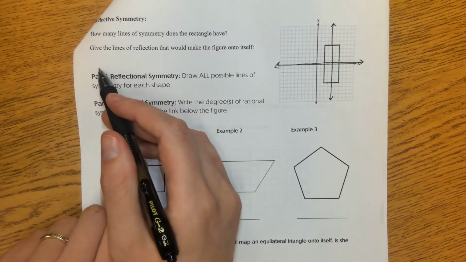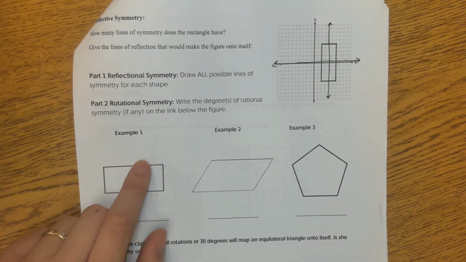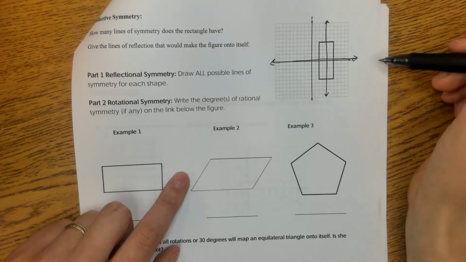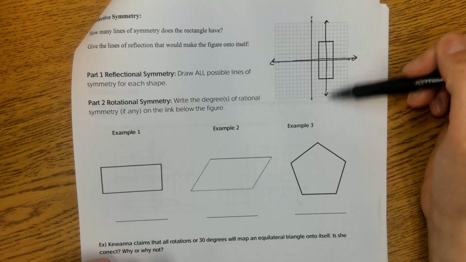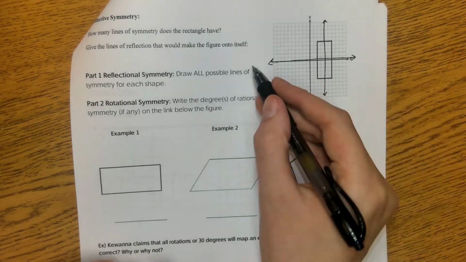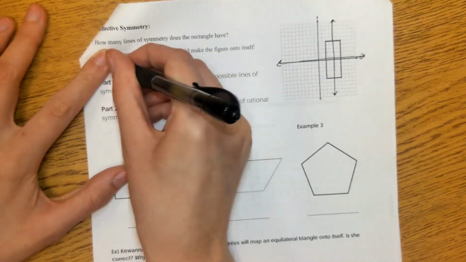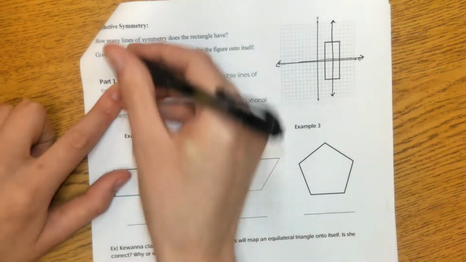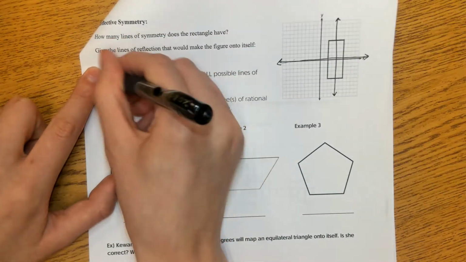And it says, give the lines of reflection that would put the figure onto itself. So these are the lines that would put the figure onto itself because they're the lines of symmetry. Now we just need to give the equations of the lines. The x-axis goes through the y-axis. So I write y equals, and where does the x-axis go through the y-axis? It goes through at the point 0. So that's one of the equations.